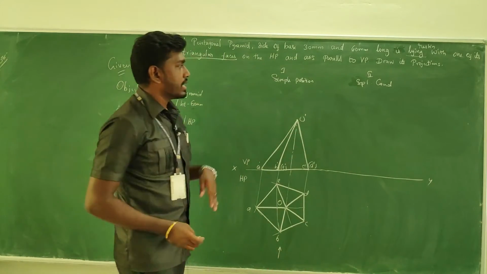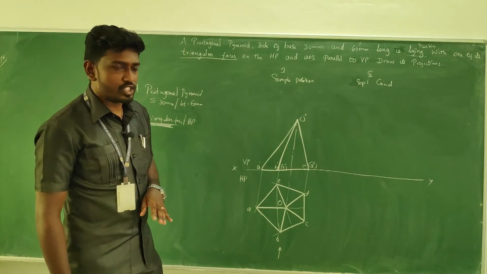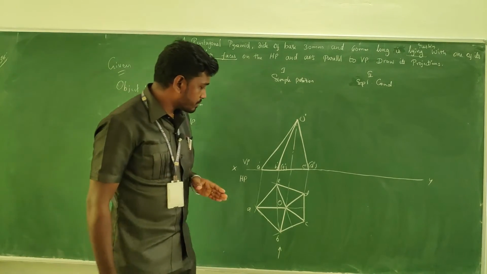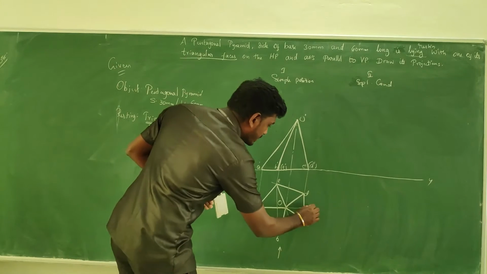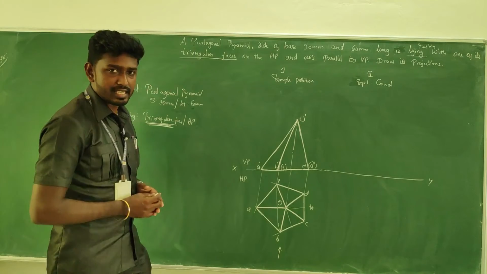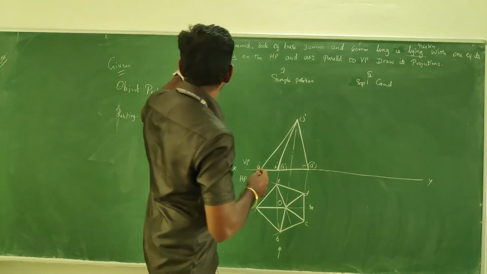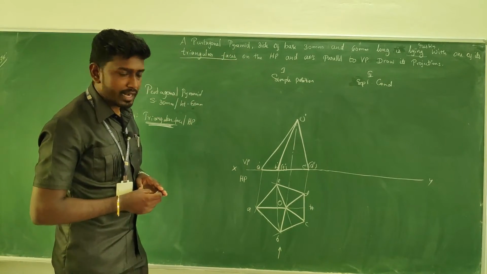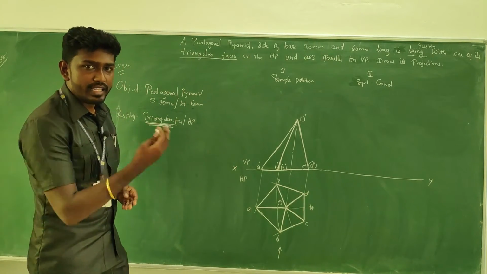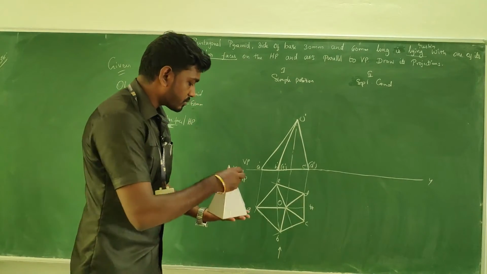Afterwards we shall move to the second stage, that means the special condition. Here the triangular face is resting. Am I right? We have fixed the condition of CD to come on the right side. It is given: resting with one of its triangular faces on HP. So I am going to take the triangular face OCD on the HP plane.